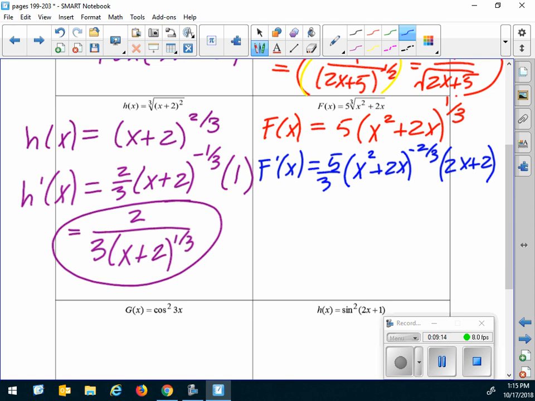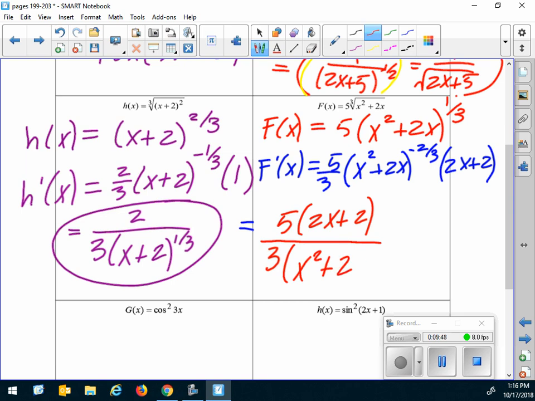Derivative of the outer function, 1/3. It's going to come down, so that's going to be 5 times 1/3 times x squared plus 2x to the, you subtract 1, times the derivative of the inner function. That's going to be 2x plus 2. Again, we're not going to leave negative exponents. So let's figure out what we got. 5 times 2x plus 2 over 3 times x squared plus 2x to the 2/3 power.